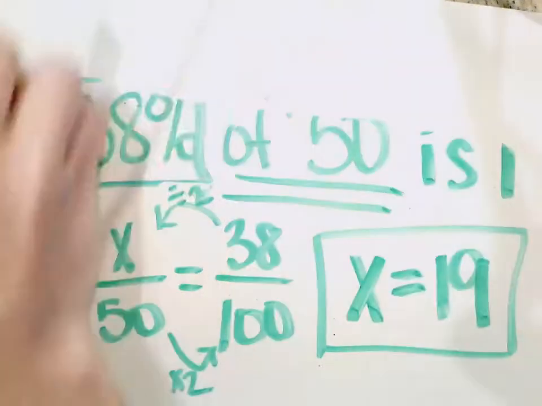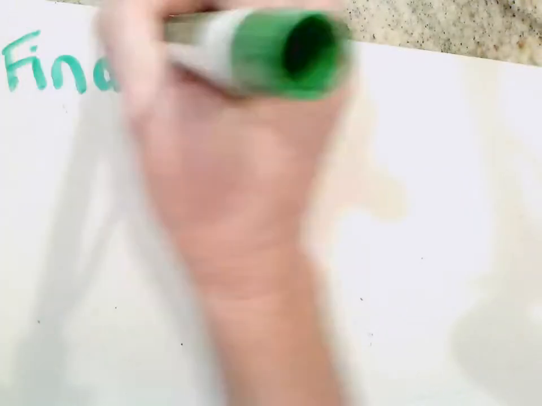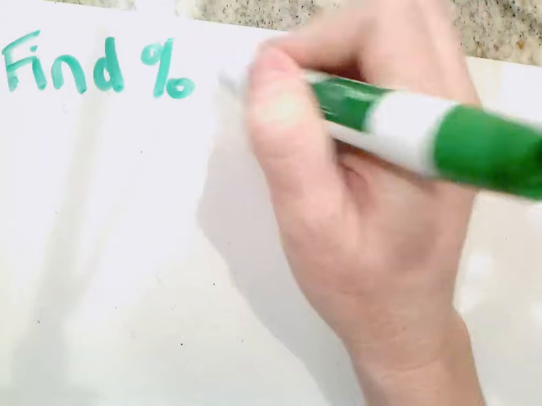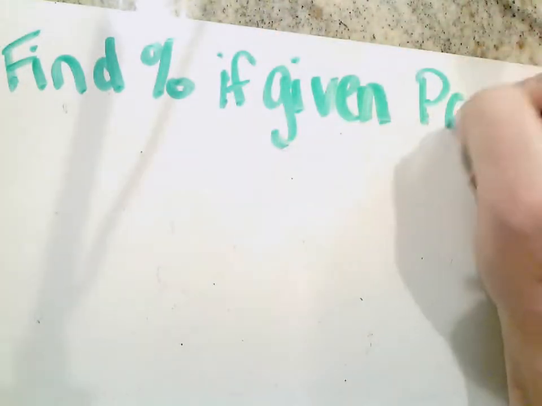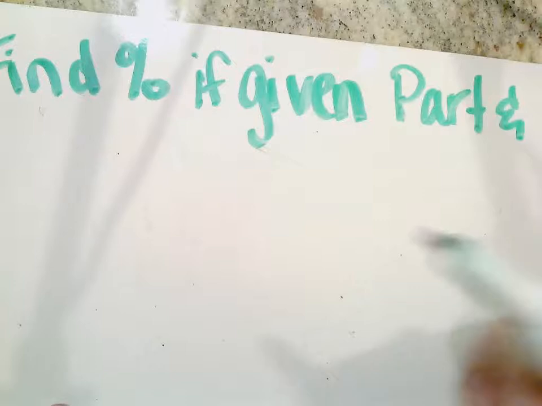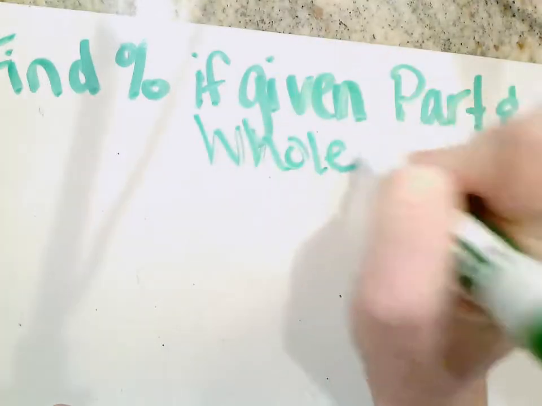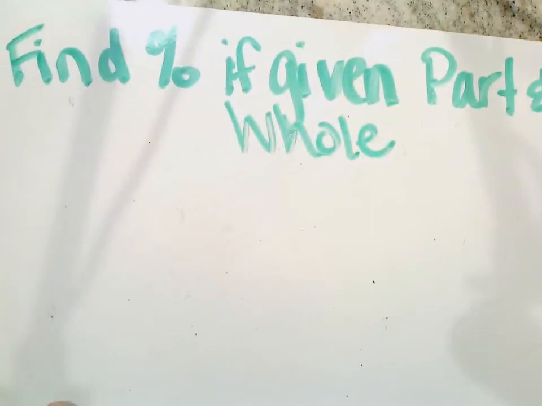Okay, now we're going to look at one other little piece of this. I'm not going to go into the word problems until tomorrow's video. It's a little bit more to pick out the right pieces of it, so I want to do that in a separate video. But I want to look, what if they ask you to find the percent if you're given the part and whole? So this time we're looking for that number that goes on top of the 100.